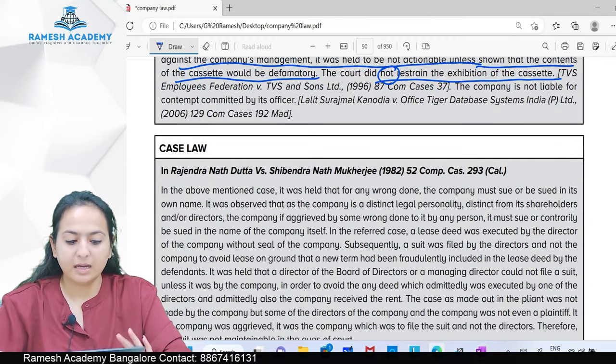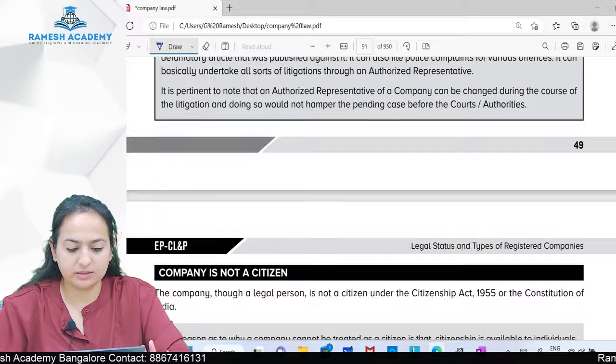Done. Rajendranath, not important. Come to the illustration.